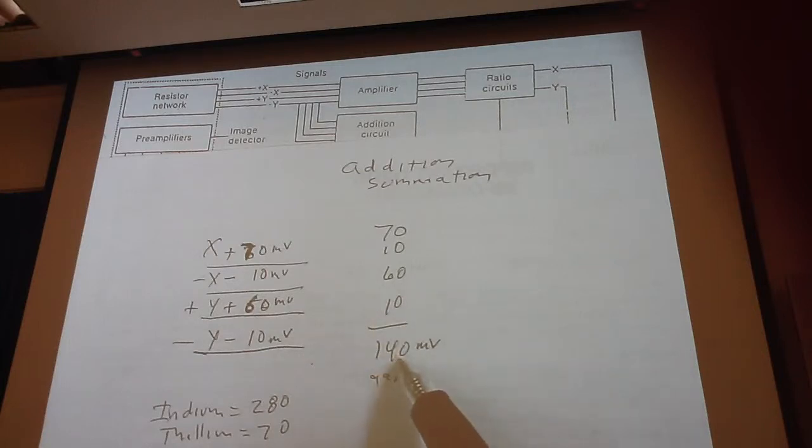So a 140 keV photon is converted to 140 millivolts. That means that if indium was converted, it would produce 280 millivolts. And if thallium was converted, it would produce 70 millivolts. Okay?